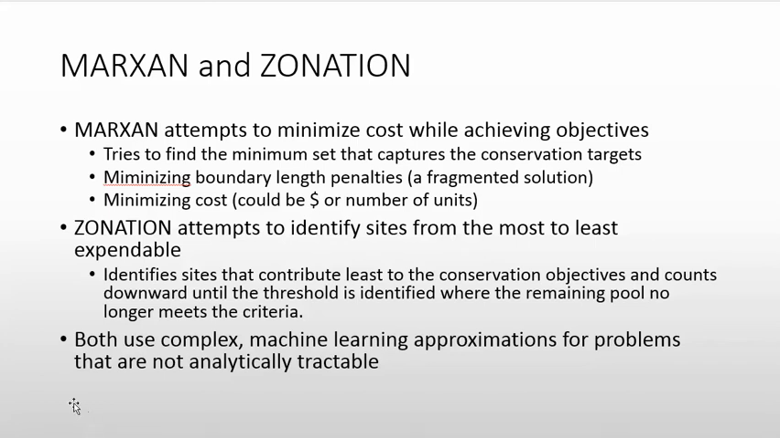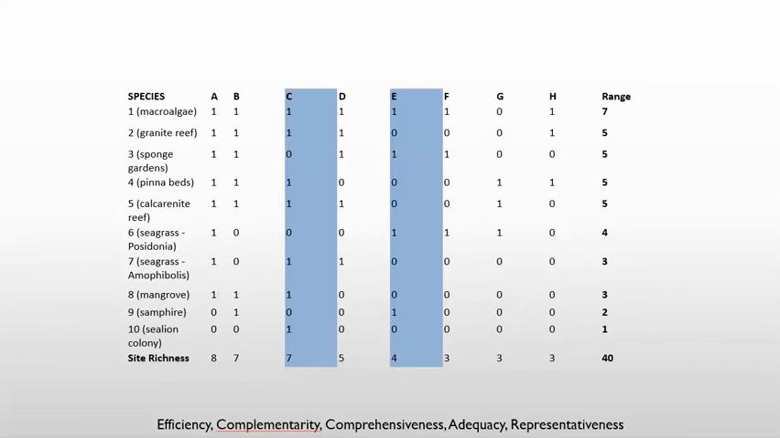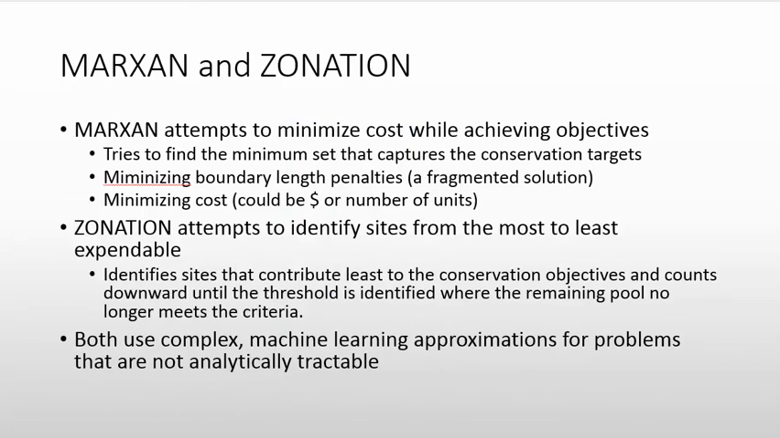Both, if I go back one, you can see that looking at this size of a problem with 2, 4, 6, 8 different potential reserves and 10 different species, you can look at the matrix and pick an optimal solution. But if you had, say, a landscape with 1,000 different potential pixels or 25 different species, it becomes not just unavailable to a solution through a visual assessment, it becomes mathematically intractable again. So both MARXAN and Zonation use complex machine learning approximations for problems that are not analytically tractable.